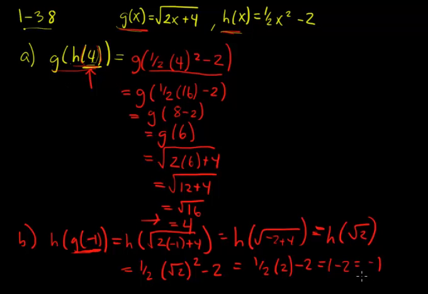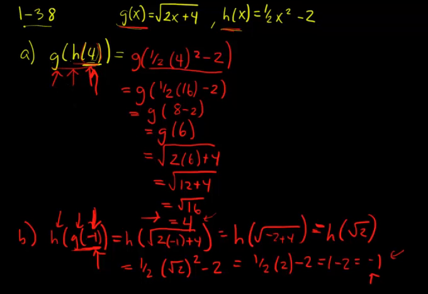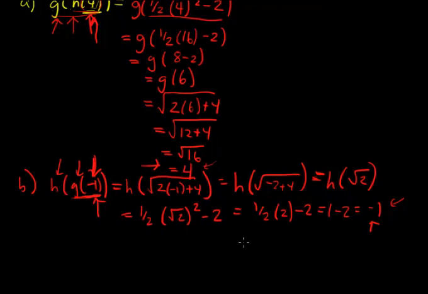1 minus 2 is -1. Again, when we plug in -1 as our input, look at our output. It doesn't matter if we wrap the function with h first and then unwrap it with g, or we wrap it with g and then unwrap it with h. We see a pattern: whatever we put in as the input comes out as the output. Okay, so let's look at C.